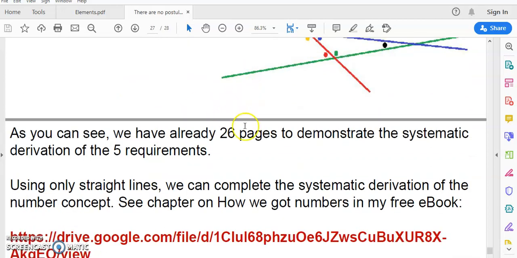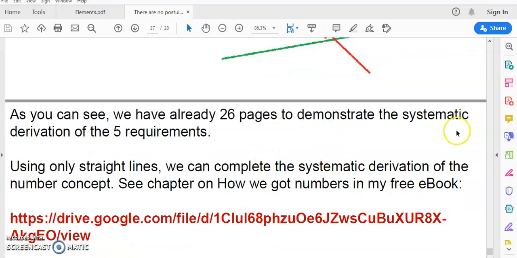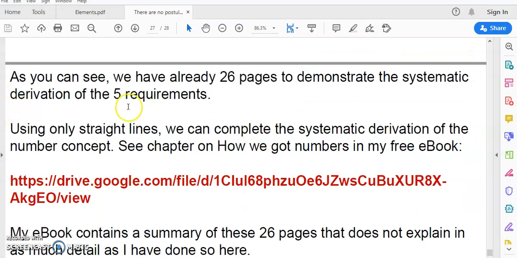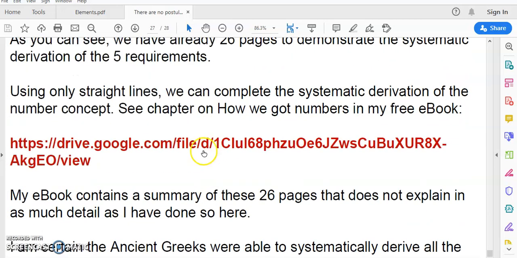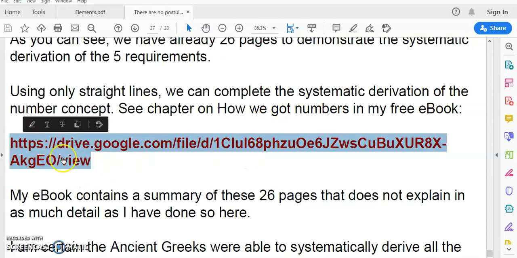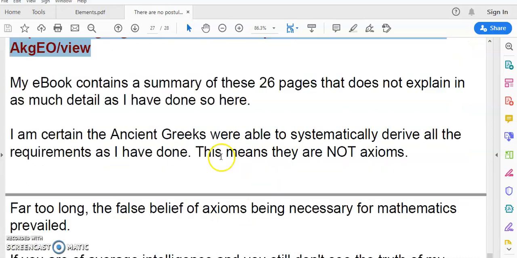As you can see, we have already 26 pages to demonstrate the systematic derivation of the 5 requirements. So using only straight lines, we can complete this systematic derivation of the number concept, and you can see how I do that. And this is entirely different now. This moves on to what the meaning of the number concept is, and how we got numbers is also part of my free ebook, and also an article on LinkedIn.